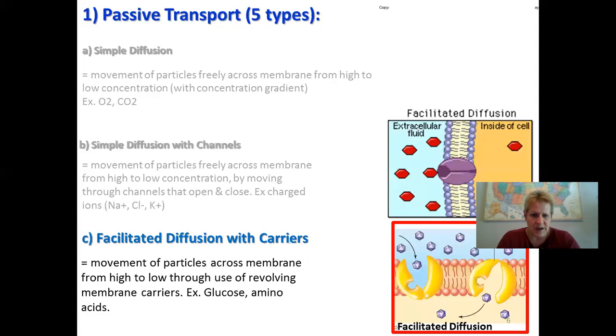Facilitated diffusion with carriers. Glucose and small proteins, amino acids, work this way. All right, so what happens is they bind to a carrier, and then the carrier, usually like a rotating door, will turn around and spit them into the cell. All right, so carriers. It's facilitated diffusion. It's not an open door, but more like a rotating door. Okay, so remember, glucose and small proteins work this way.